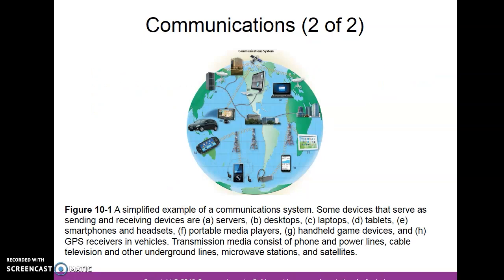As you can see in figure 10.1, all types of computers and mobile devices serve as sending and receiving devices in a communication system. These include servers, desktops, laptops, tablets, smartphones, portable media players, handheld game devices, as well as GPS receivers. Communication devices such as modems, wireless access points, and routers connect transmission media to a sending or receiving device. Transmission media can be wired or wireless.